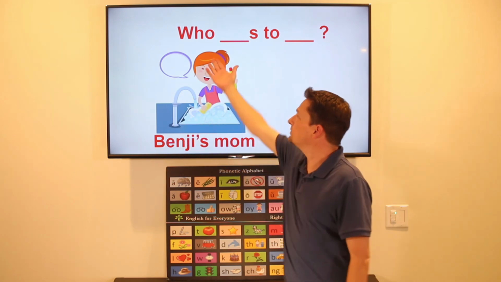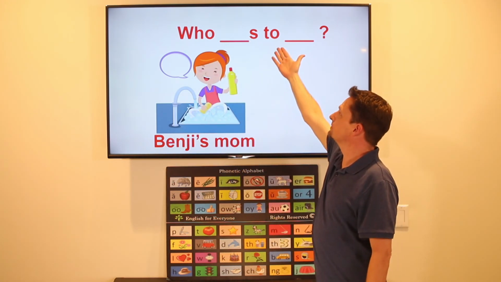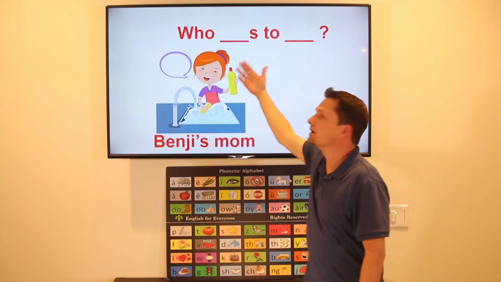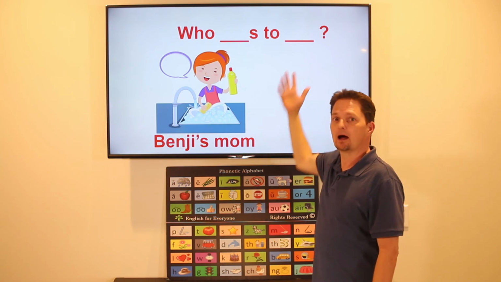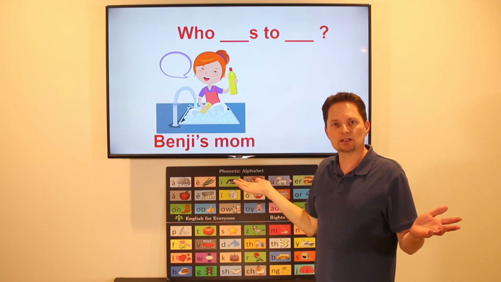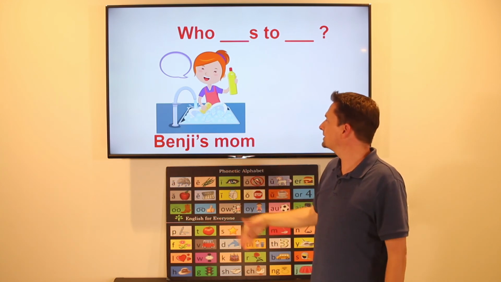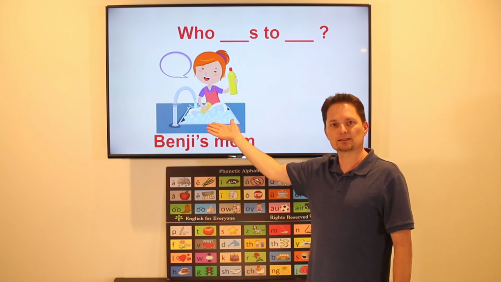Making questions with who. With two actions, use your connector to. Who likes to wash the dishes? I don't like to wash the dishes. Who likes to wash the dishes? Question. Respond. Benji's mom likes to wash the dishes.